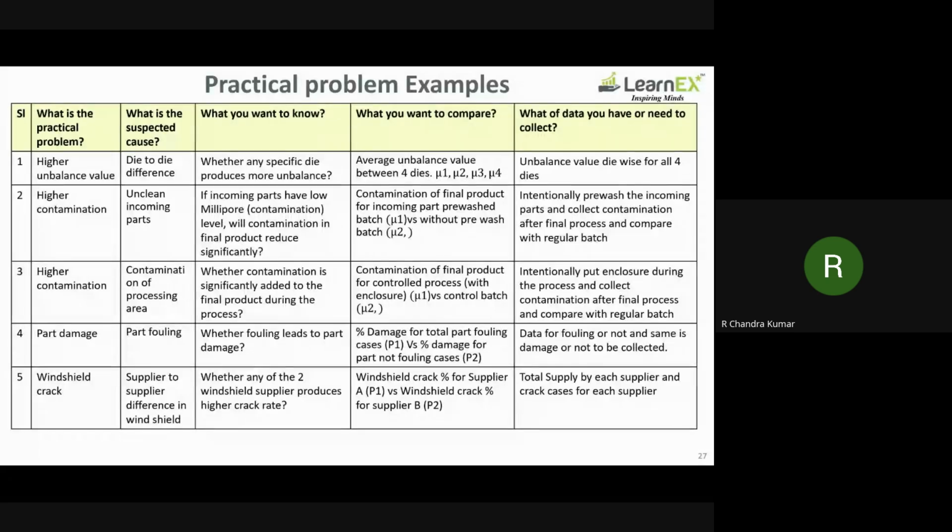When I compare, I can make a decision whether variation is high in any particular die, whether mean is high in any particular die in terms of unbalanced value. Then we can take action if there is a significant difference. And then we can deep dive into why there is a significant difference. Now, another example of test of hypothesis I can tell you.